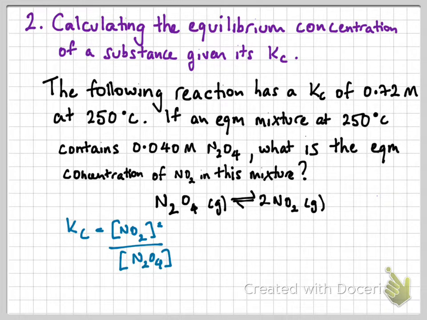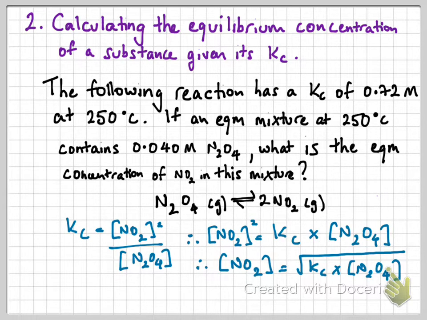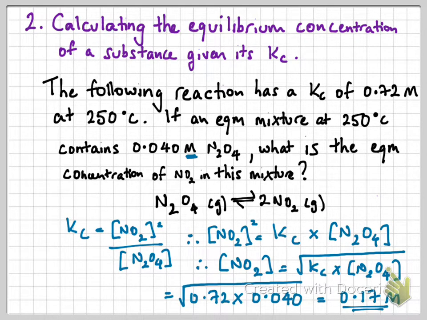First step always is to write down the Kc expression. Now you have to rearrange this to solve for the concentration of nitrogen dioxide. If you rearrange it, it turns out to be the square root of Kc times the concentration of dinitrogen tetroxide. If you put those numbers in, you wind up with 0.17 molar.